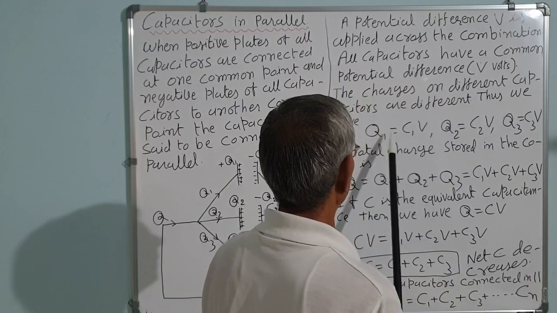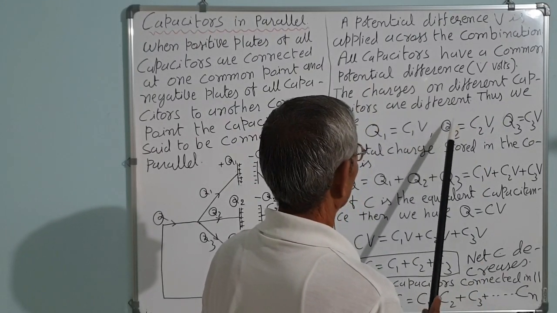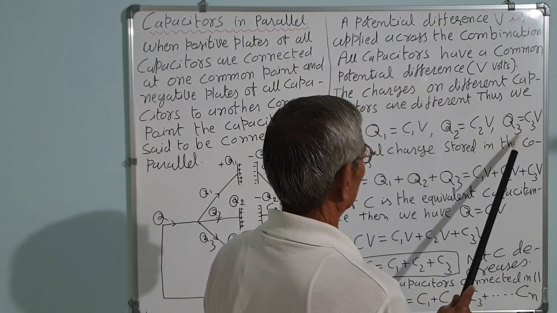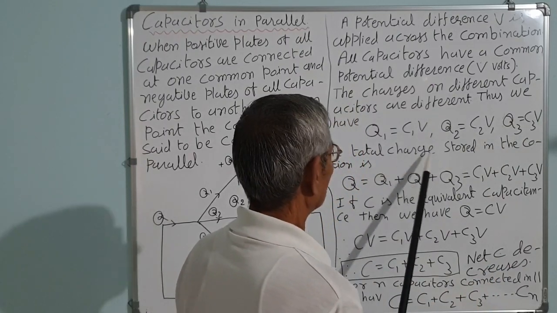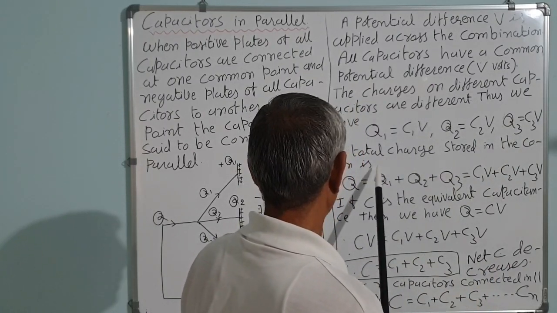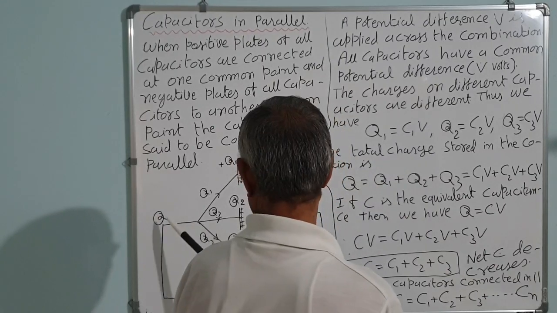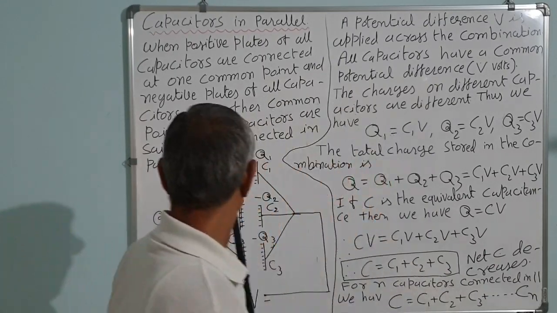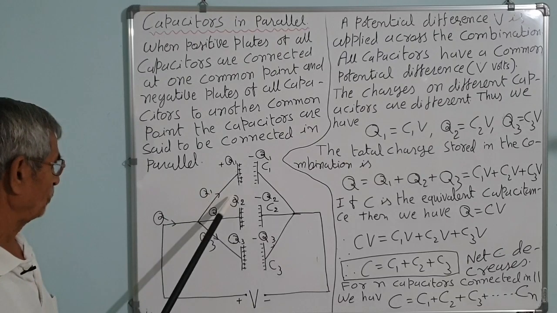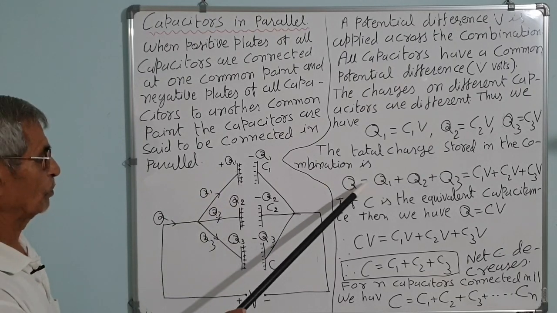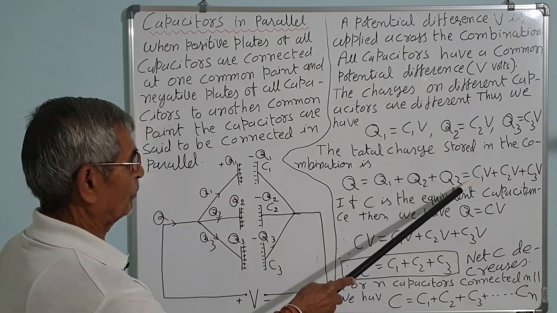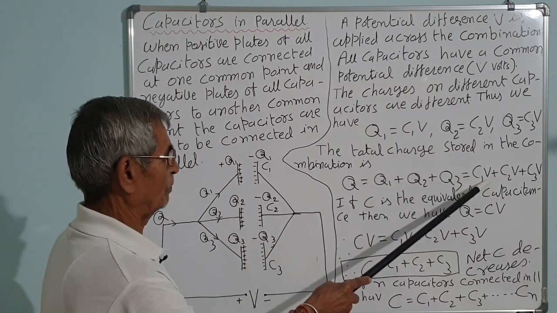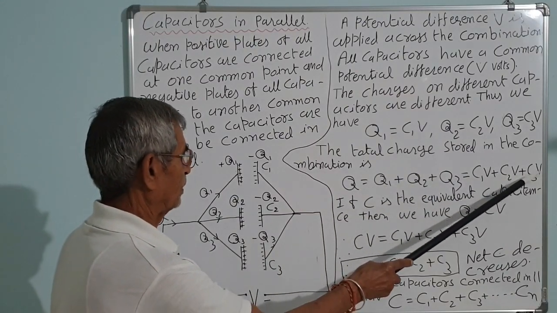Thus, we have Q1 is equal to C1V, Q2 is equal to C2V, and Q3 is equal to C3V. V is common. The total charge stored in the combination is say Q, then Q is equal to Q1 plus Q2 plus Q3, that is equal to C1V plus C2V plus C3V.